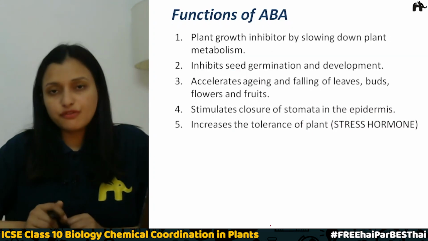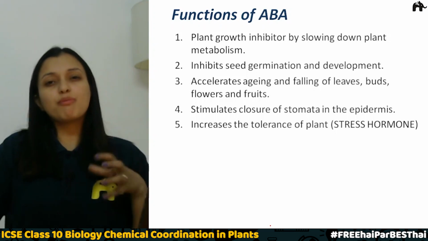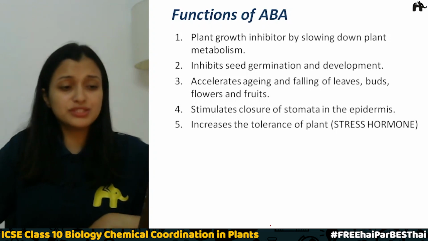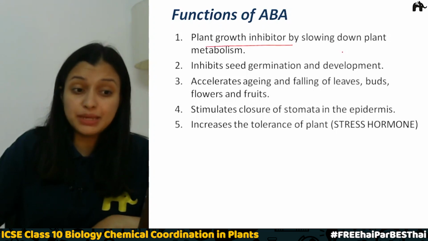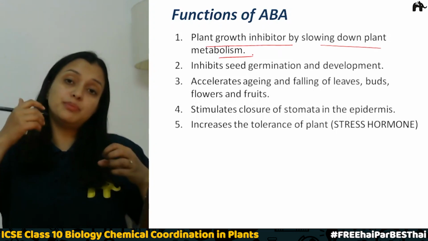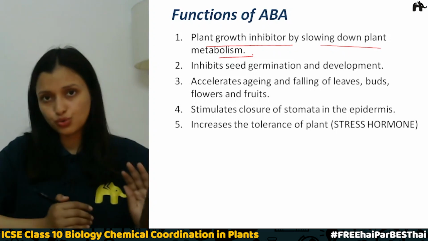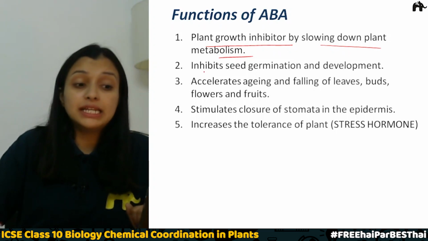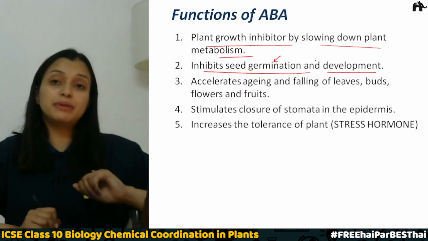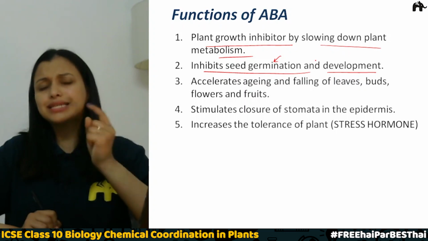Now, the functions of ABA. The functions of ABA are mostly opposite to what we have studied in the previous four hormones. The first is plant growth inhibitor, which slows down the plant metabolism, hence it reduces the growth in the plants. Then it inhibits seed germination and development.